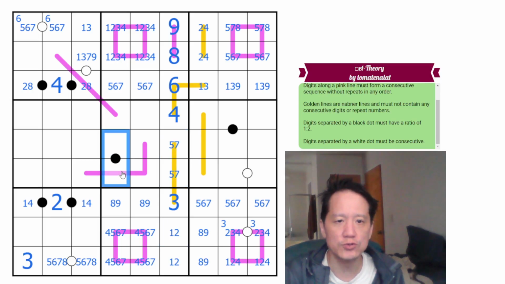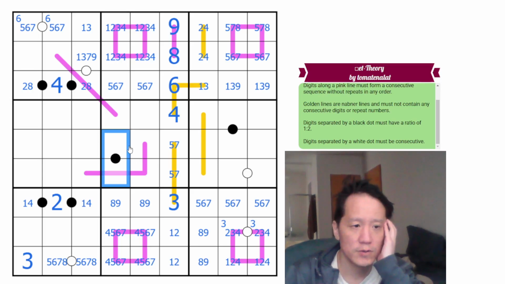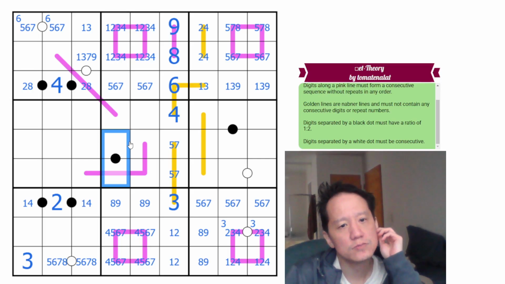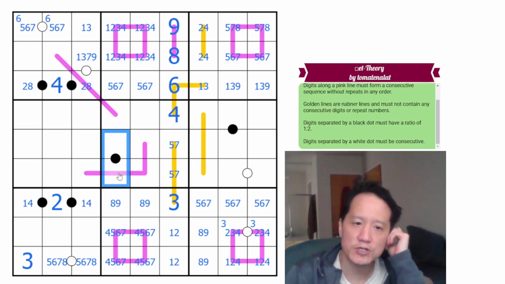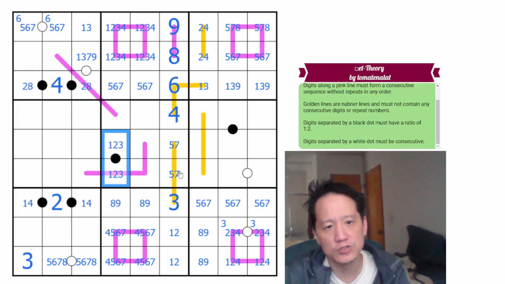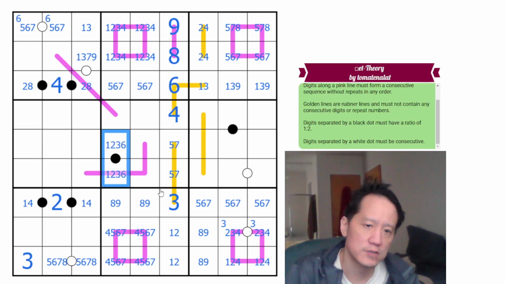This 1 to 2 ratio cannot be 4, so it can't be 4, 8, or 2, 4. So it has to be 1, 2, or it's 3, 6.